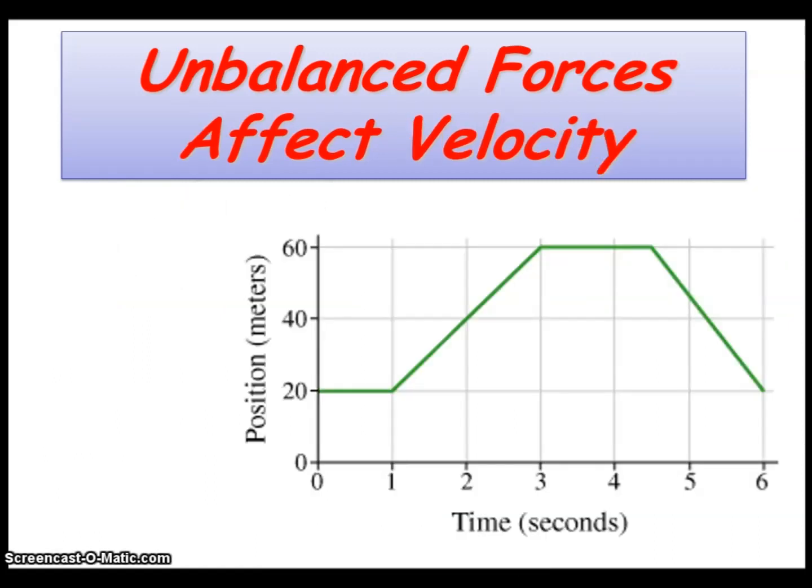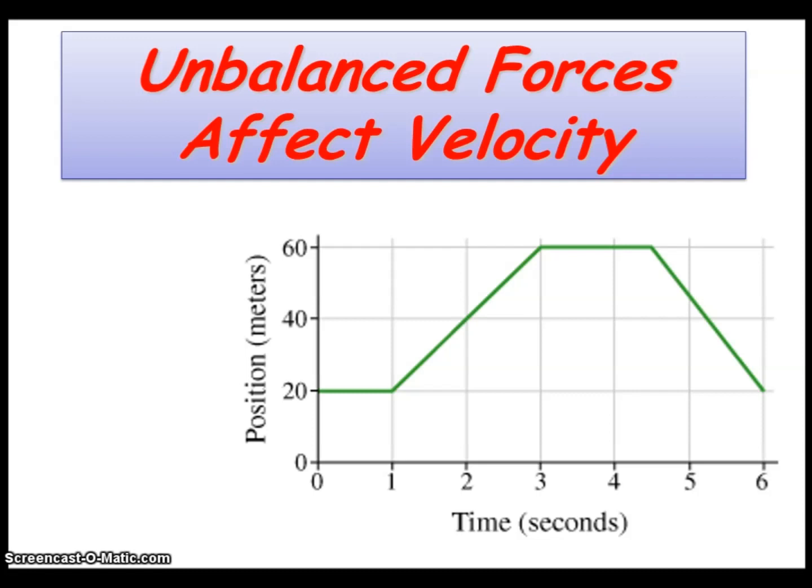Unbalanced forces affect velocity. So let's take a look at what this graph would mean to us in this case. This graph represents how we represent unbalanced forces on an actual data point graph. If you look at the first point, where we have position in meters and time in seconds, at the 1 second mark, the position of the line is at 20 meters. Because the line is staying at a constant rate at 20 meters, it is considered a balanced force.